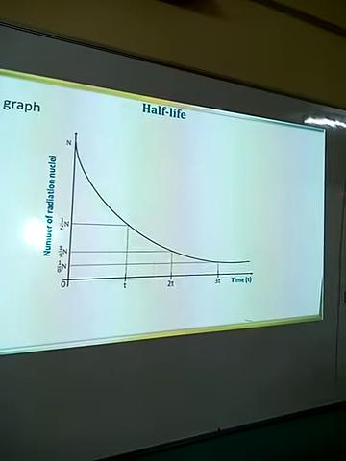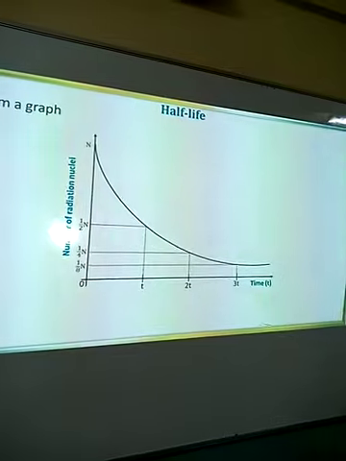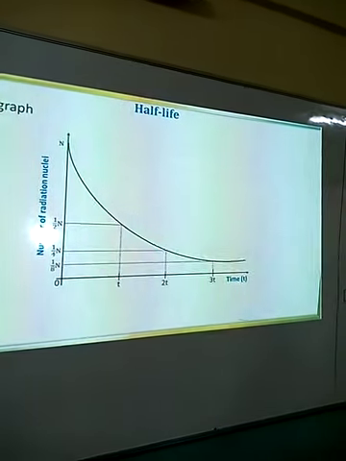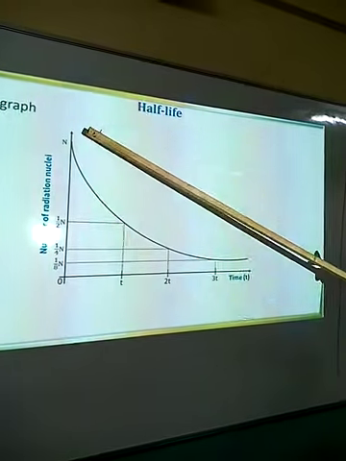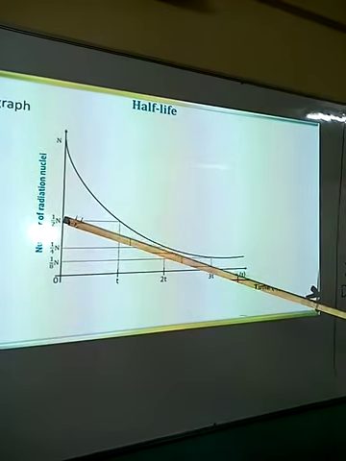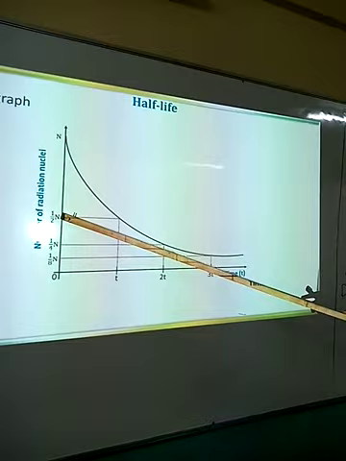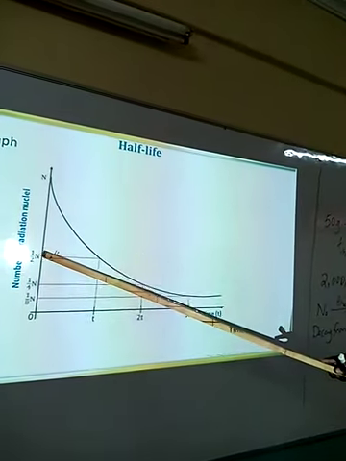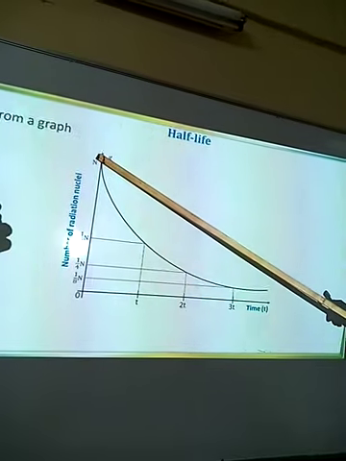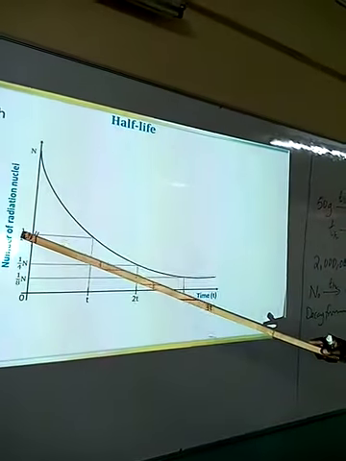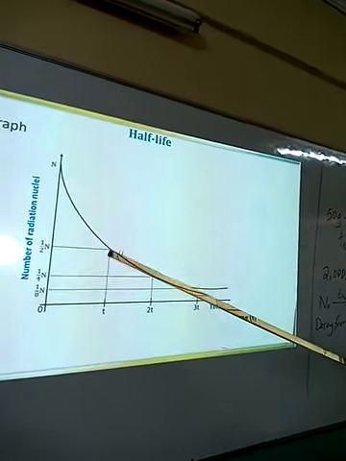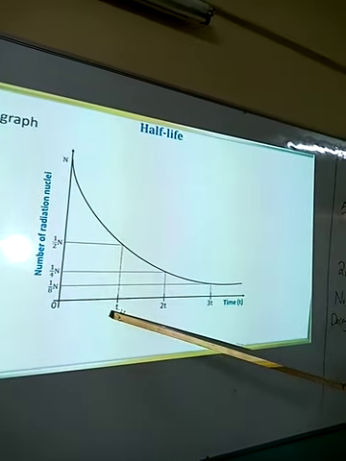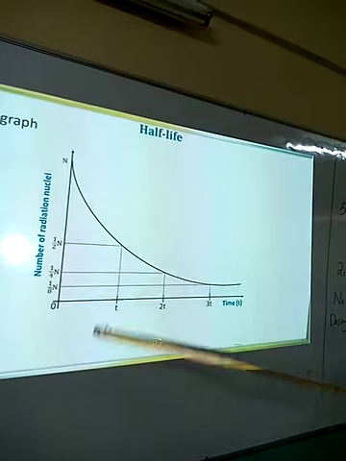So, if the original number present is n, then the graph will start from n there. So, the time taken for the mass to reduce from n to half n, if we extend it, if we look at that number of nuclides, for example, if n was 100, then half n will be 50. So we come at 50, check. At 50, what is the time? So the time that will be recorded there will give us the half-life.